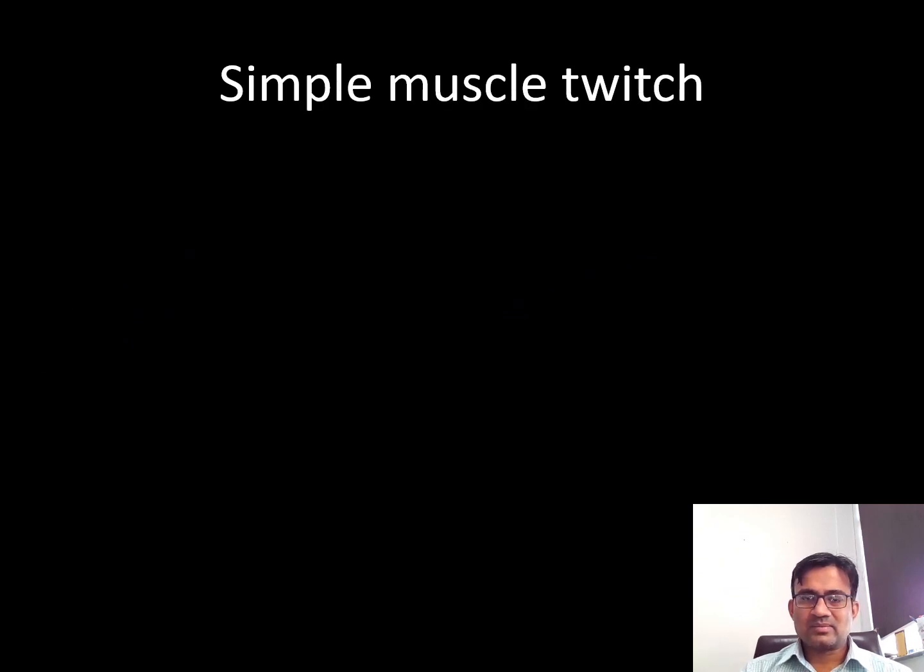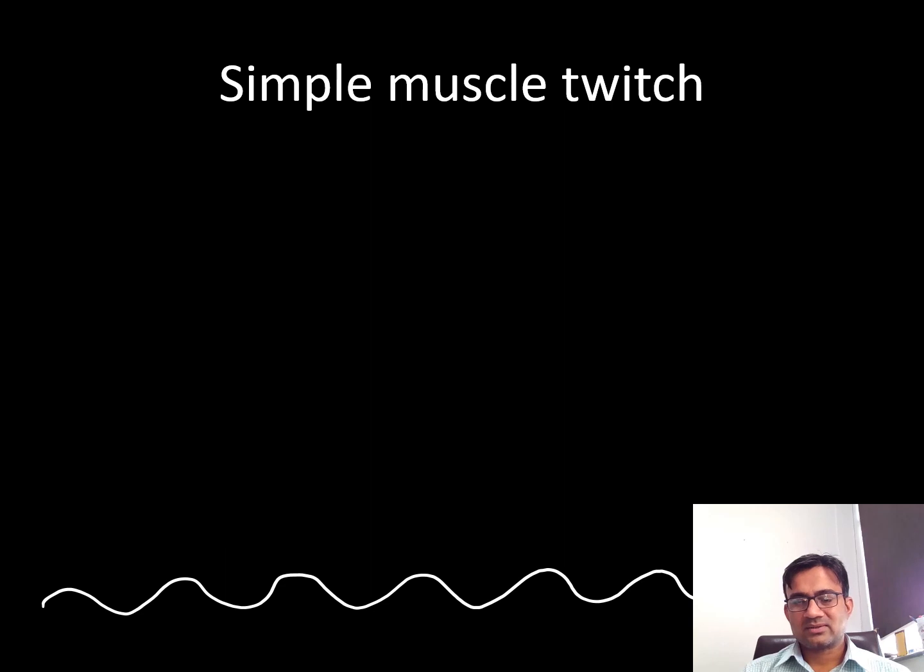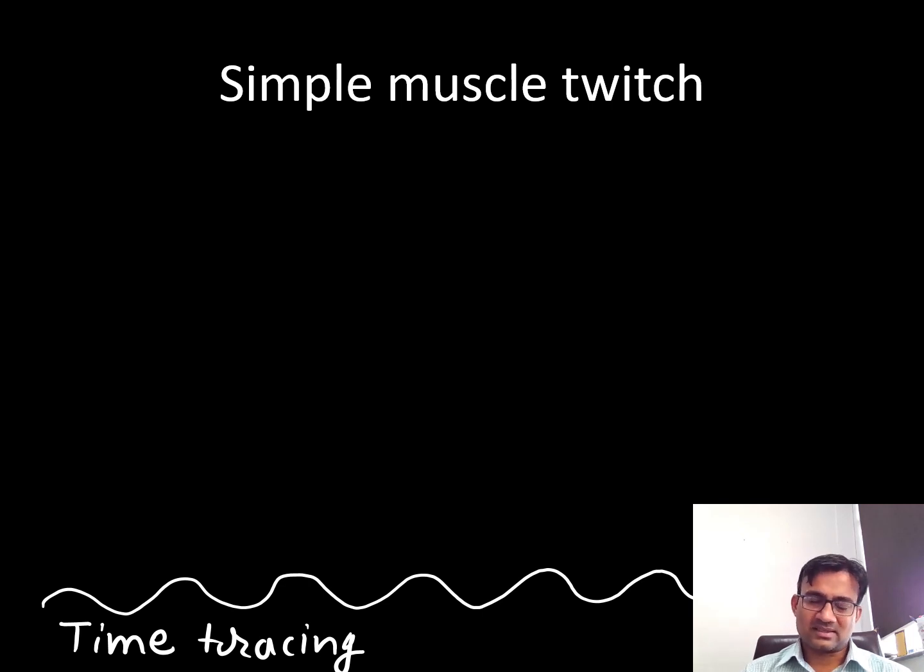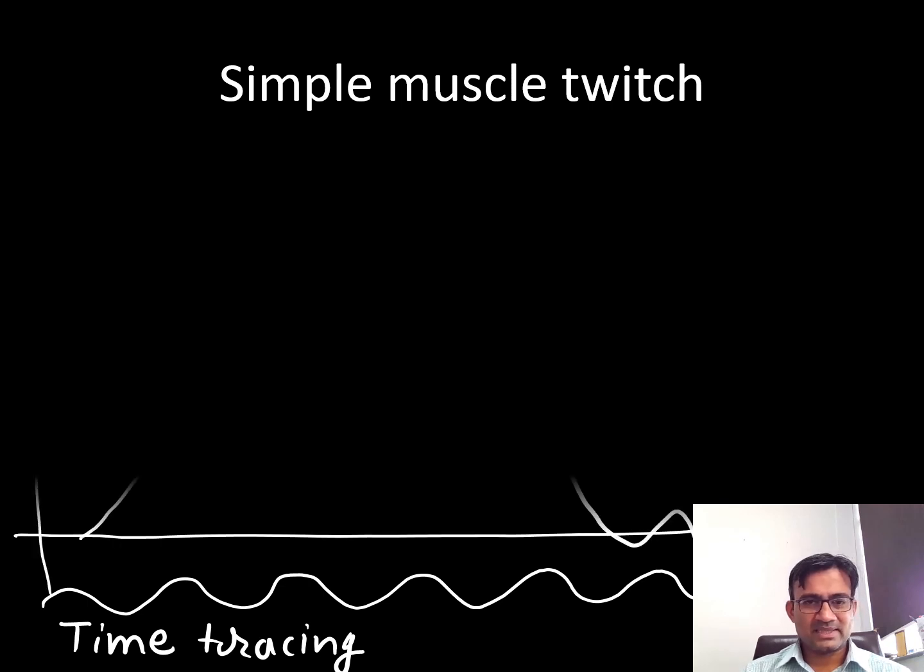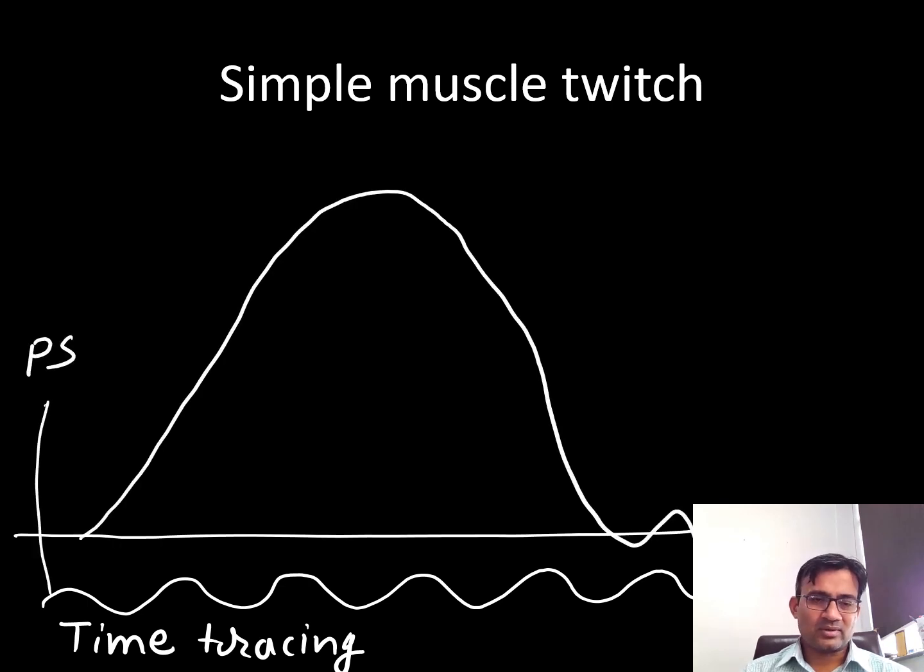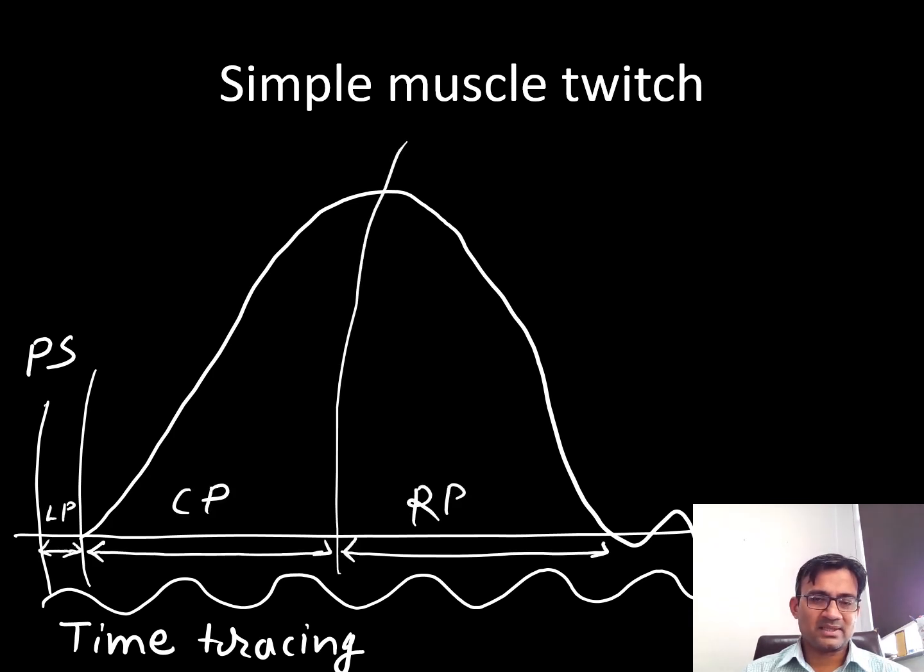Now we will be recording a simple muscle twitch. In a simple muscle twitch, first you take a time tracing. For time tracing, you take a tuning fork and attach it. That is a time tracing. That is a baseline. Now see, the point of stimulus I have shown. After the point of stimulus, after a certain time the contraction will start. This will be called the latent period.